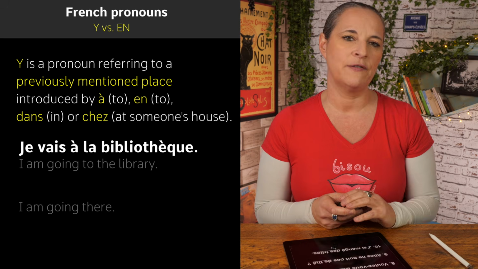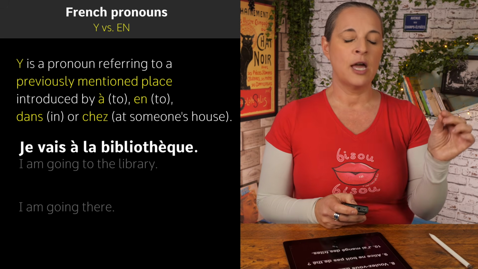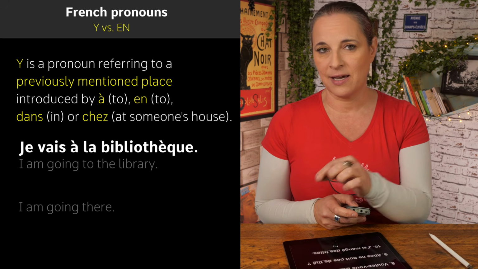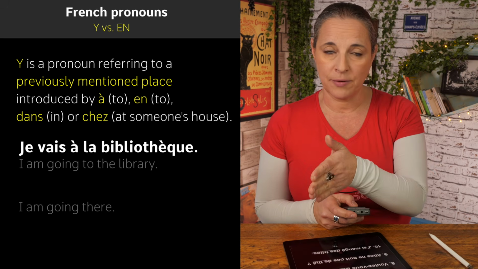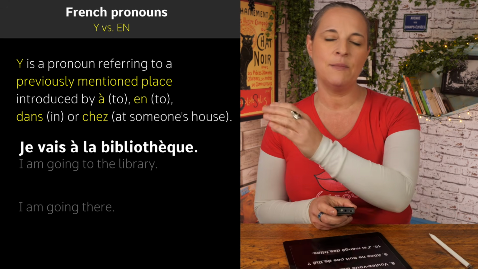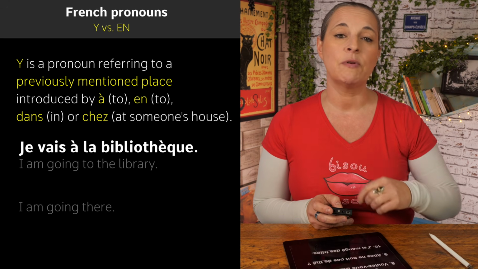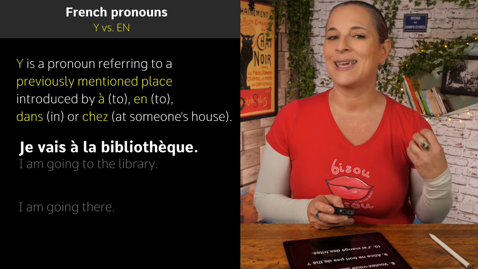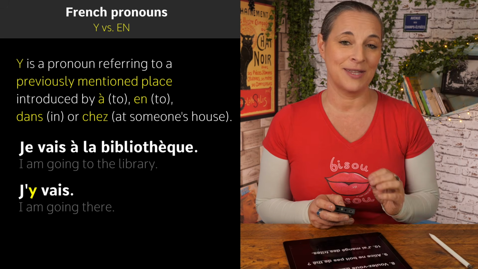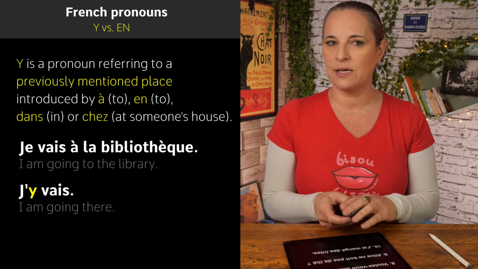In French, however, this is the way it works. So, je vais à la bibliothèque. I go to the library. But we want to say, I go there. So we want to take à la bibliothèque out and we want to replace it by the pronoun y. J'y vais. That's the way we say, I'm going there. J'y vais. So see what we've done?